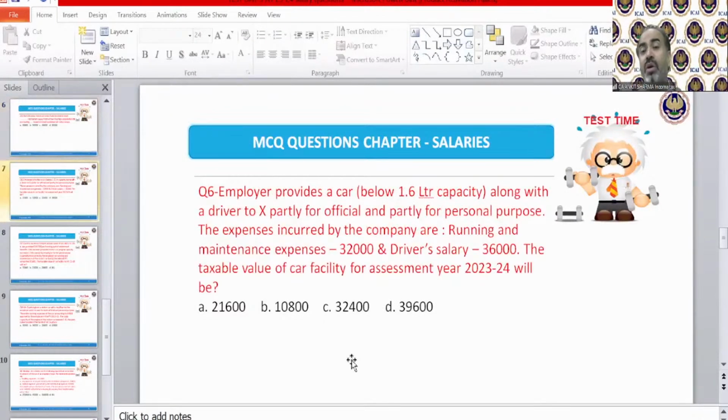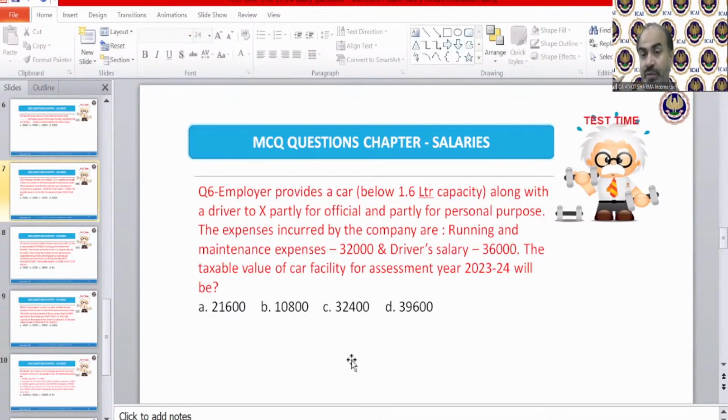Now we are moving on to the car perquisite question. Some students ask me, sir, please solve some car perquisite questions. So here we are with our car. Employer provides a car below 1.6 liter capacity. 1600 cc is equivalent to 1.6 liter. So if I'm saying 1.6 liter, that means below 1600 cc. They are the same thing. So the employer provides a car, so the car belongs to the employer.